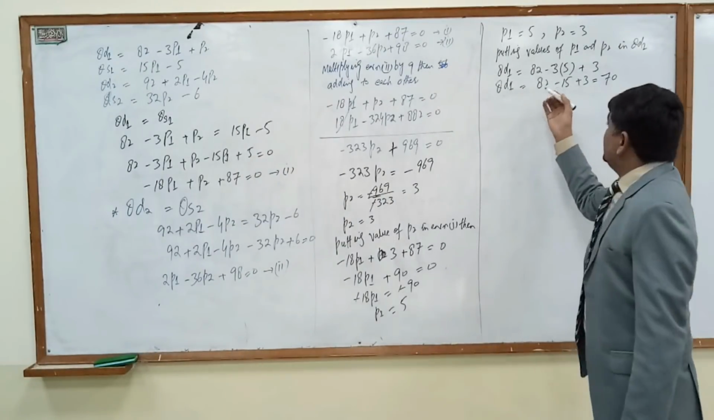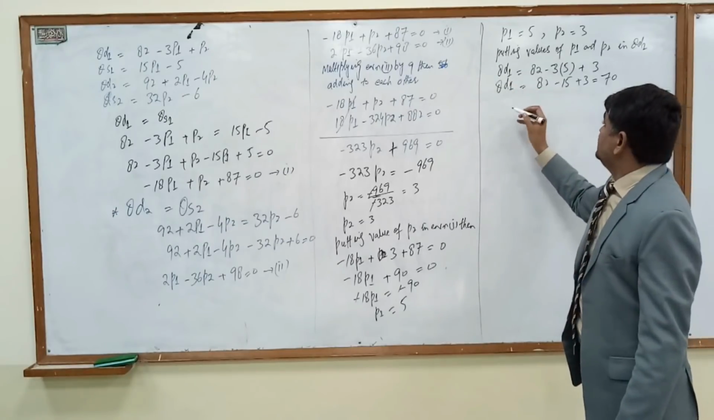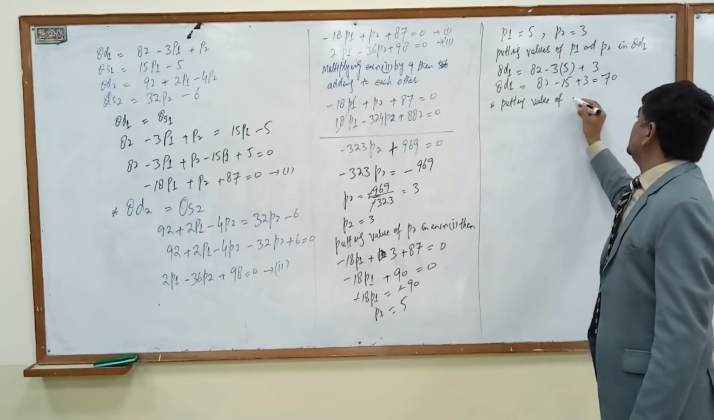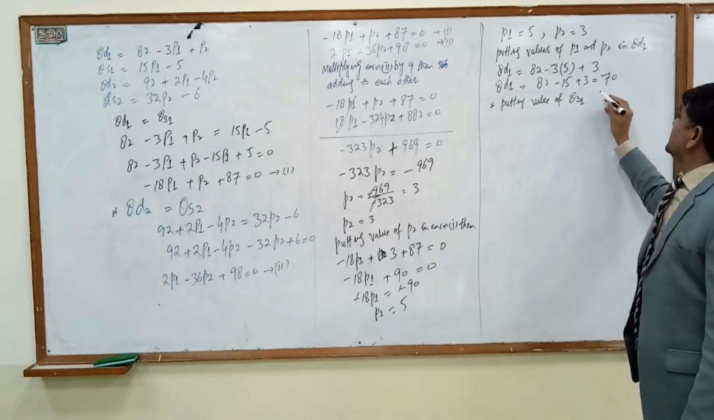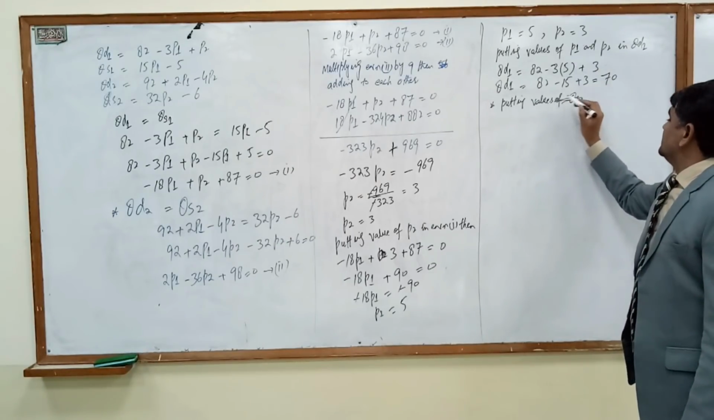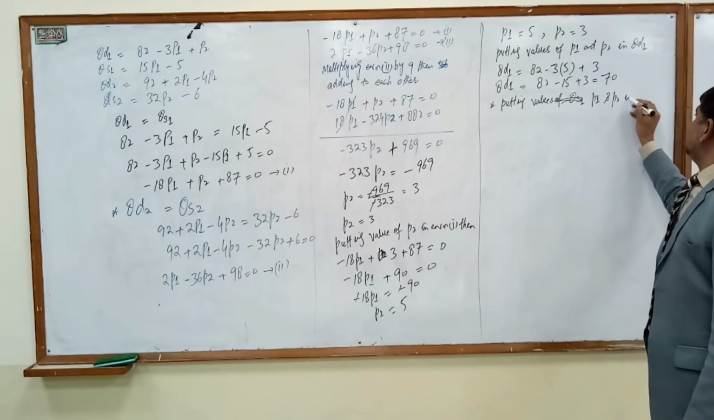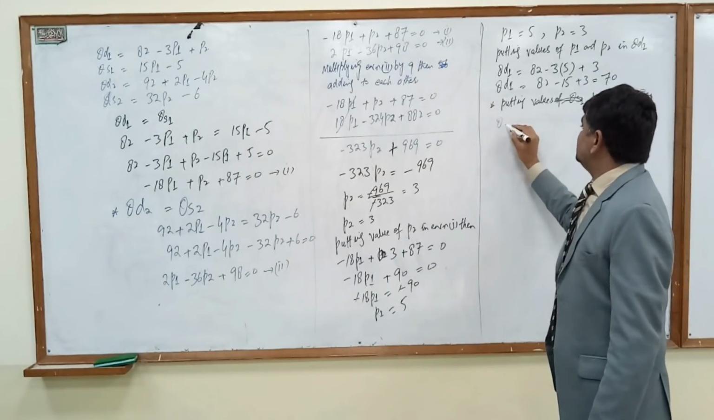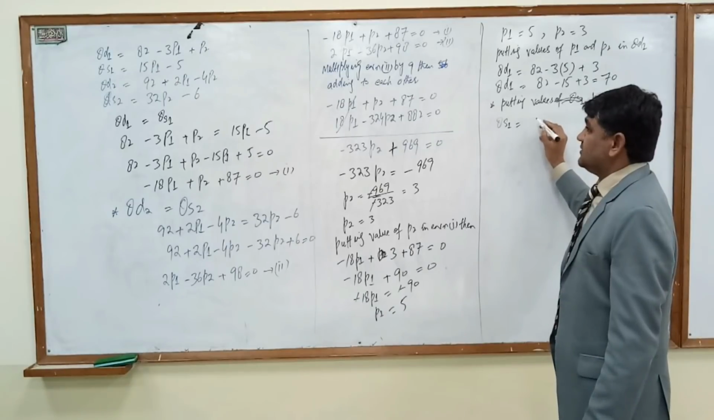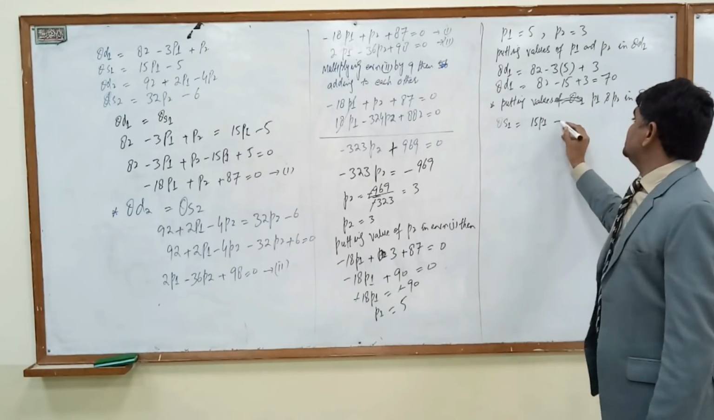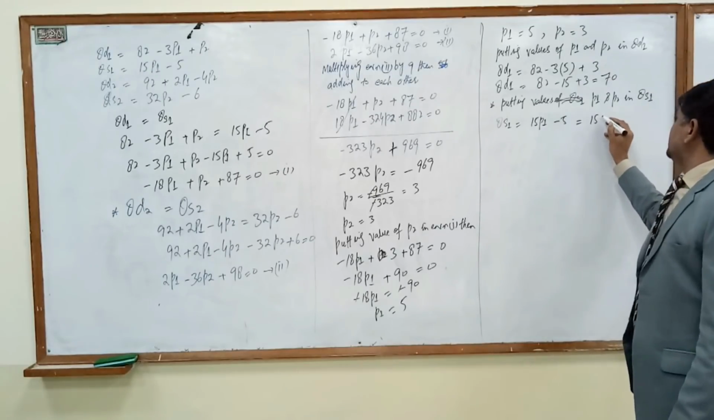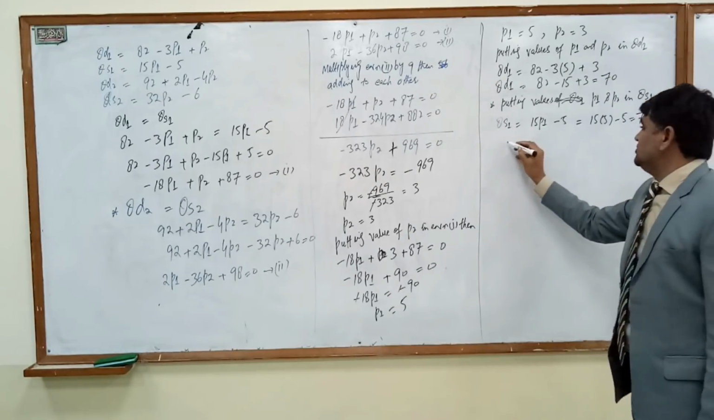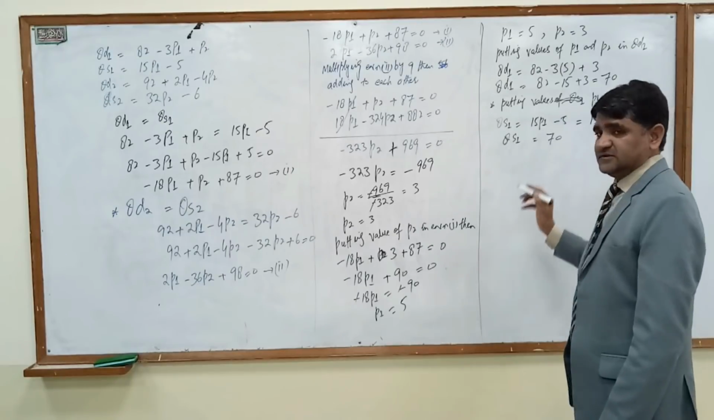We can place the values of P1 and P2 in QS1. So QS1 is equal to 15 P1 minus 5. So what is 15 into 5? 75. Minus 5, 75 minus 5 is equal to 70. Clear? Yes, sir.